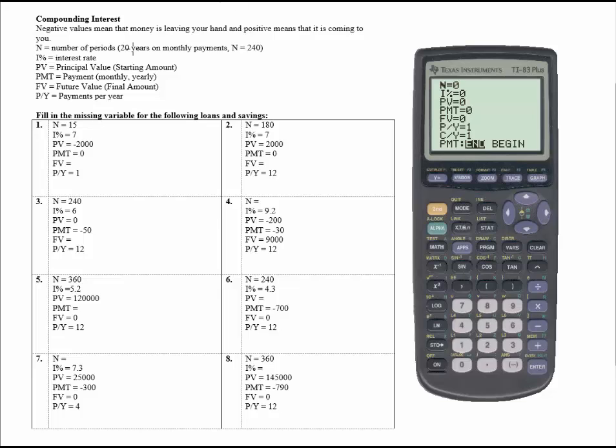Okay, here we are with the compounding interest formula. Now, notice what it says here. Negative values mean that money is leaving your hand, and positive means that it is coming to you. So all of these have values.